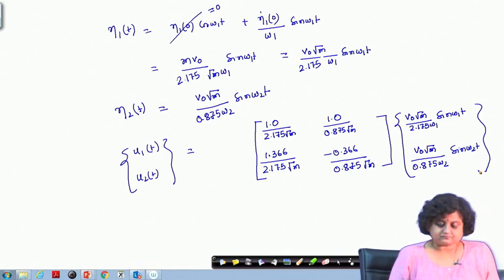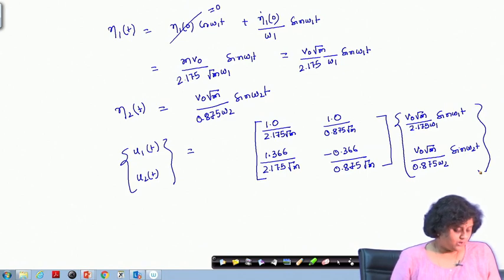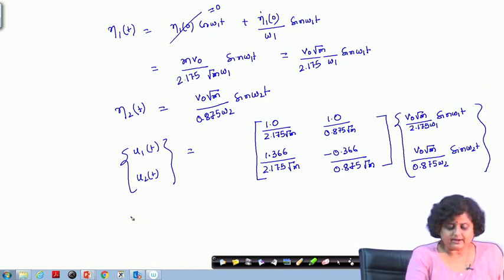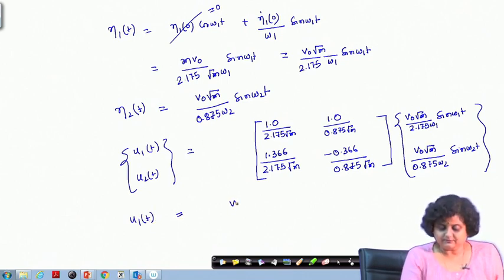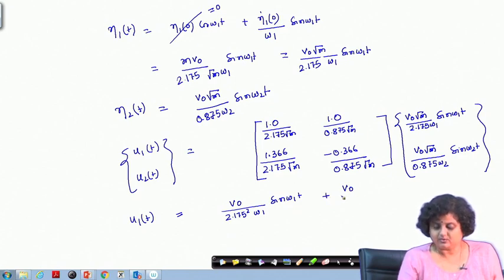Right. So, if this is written in an expanded form, what am I going to get? I am going to get u1 t as v 0 by 2.175 whole square omega 1 sin omega 1 t plus v 0 into 0.875 square omega 2 into sin omega 2 t.